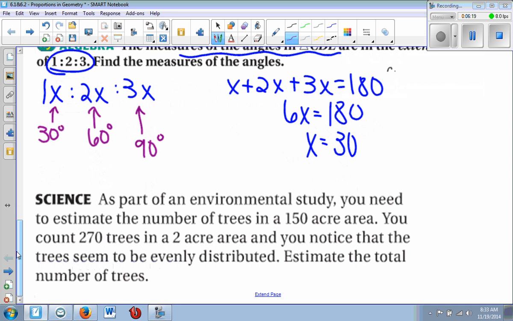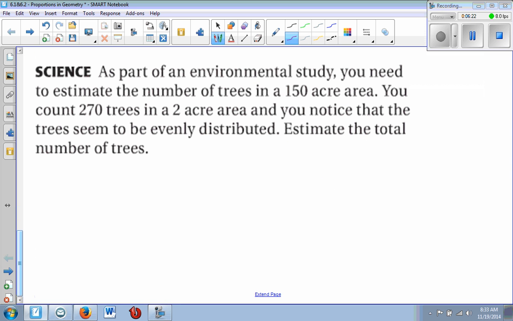In the problem on the bottom, it says, as part of an environmental study, you need to estimate the number of trees in an acreage of 150 acre area. You count 270 trees in a 2 acre area, and you notice that the trees seem to be evenly distributed. I want you to estimate the number of trees. So what I'm trying to figure out is how many trees, so T trees, in a 150 acre area. What we notice is there are 270 trees in a 2 acre area.